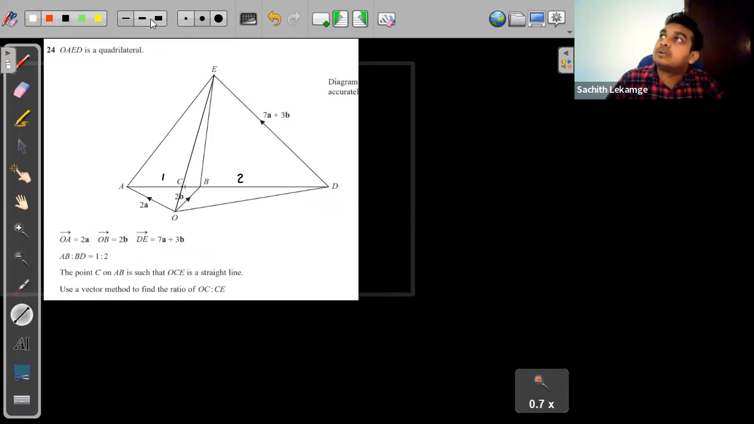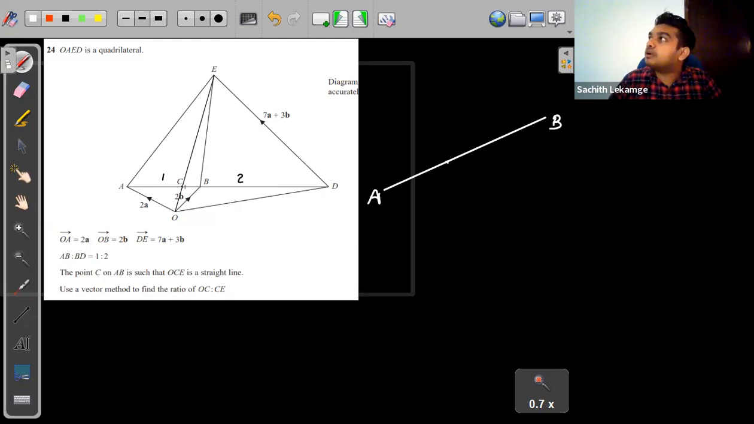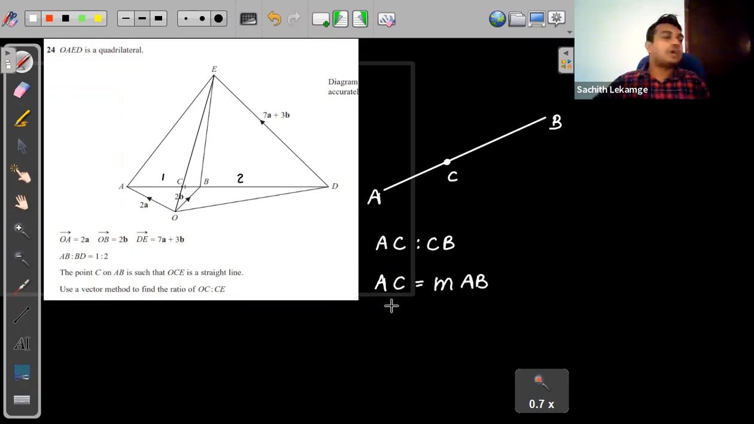Everyone have a look. Now when I have a straight line, I'm naming this straight line AB, the theory part, and I'm taking a point on this line as C. If I ask you to write the AC to CB ratio, you can write AC as M times AB. Is this M less than 1 or bigger than 1? Less than 1, why? AC is a part of AB.